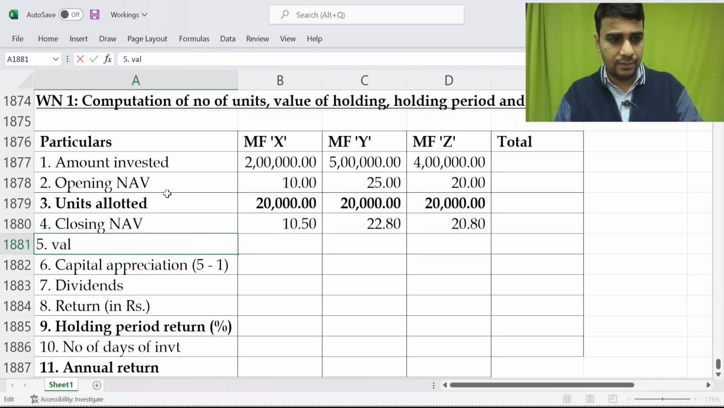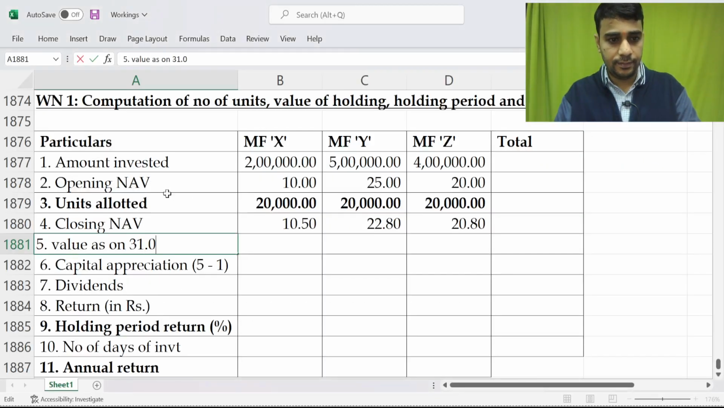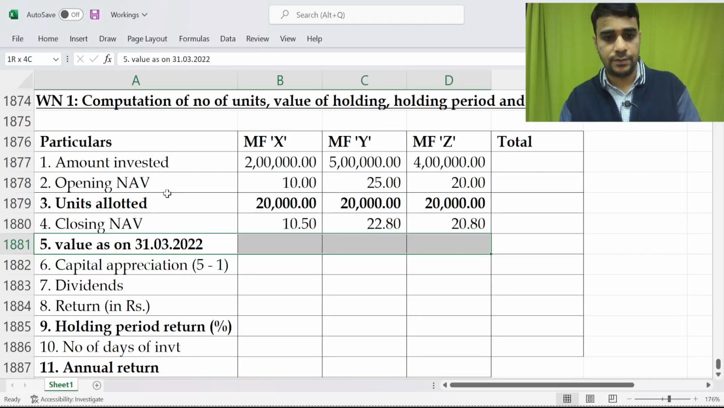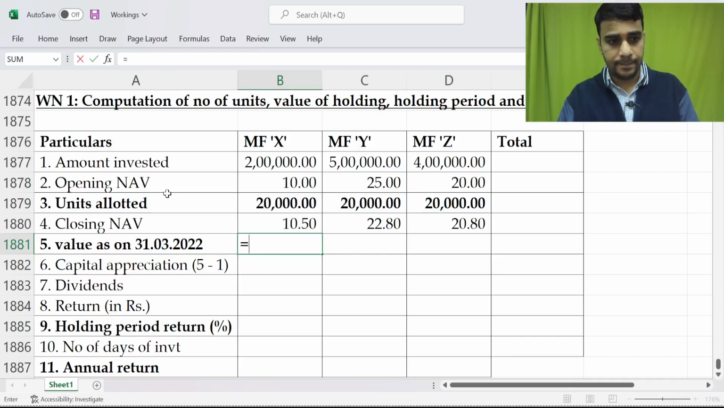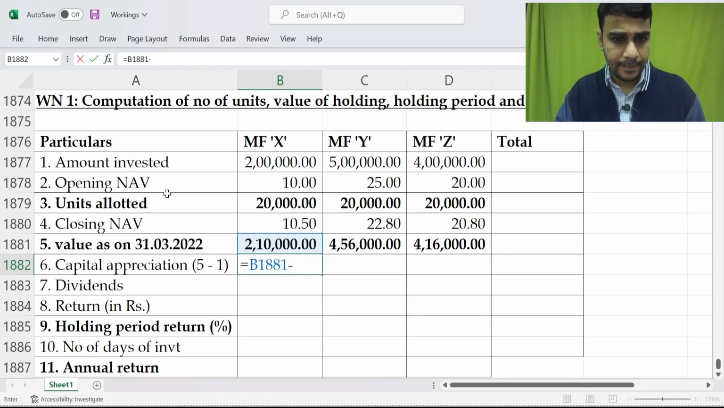I'll use the term which they've asked in the question, value as on 31/3/2022. This is part 2 of the question. Solution to part 2 of the problem. Part 1 is units allotted. Part 2 is value as on 31/3/2022. Capital appreciation.